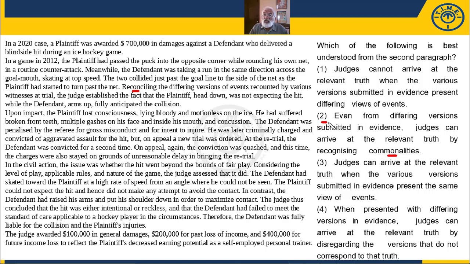3. Judges can arrive at the relevant truth when the various versions submitted in evidence present the same view of events. If they present the same view, there's no need to reconcile, isn't it? Everything is already okay, so what is there to reconcile? 4. When presented with differing versions in evidence, judges can arrive at the relevant truth by disregarding the versions that don't correspond. If they disregard ones that don't correspond and take only those that correspond to that truth.